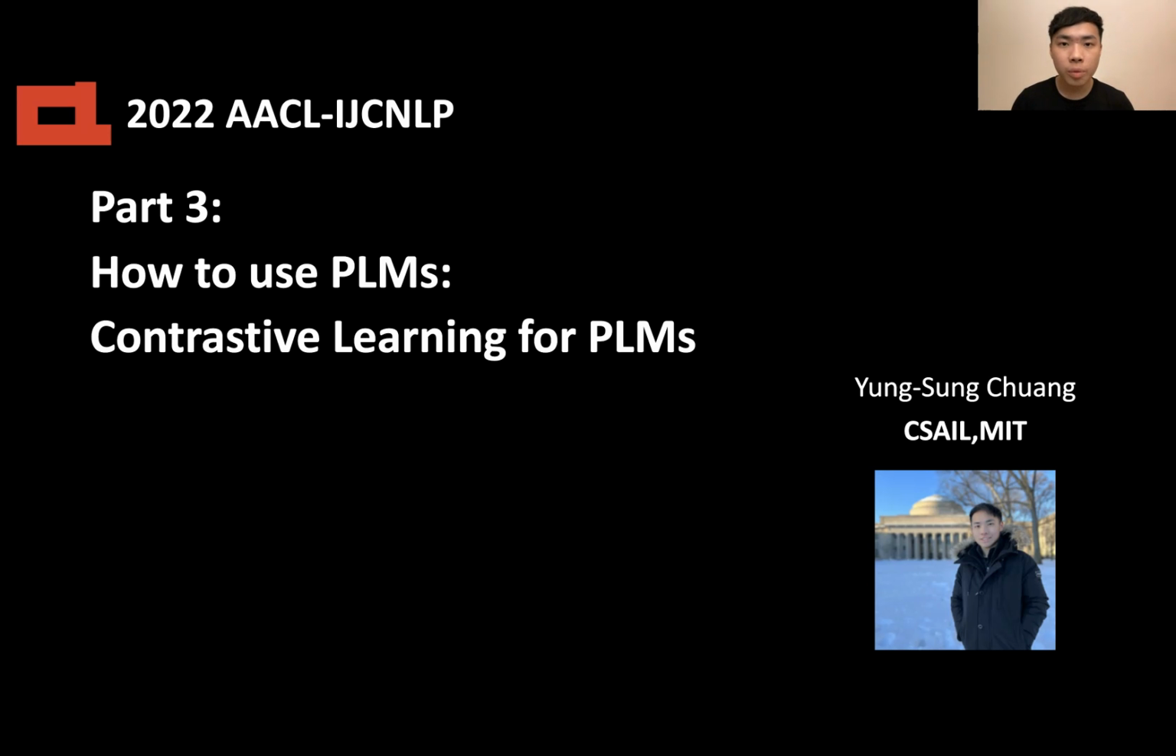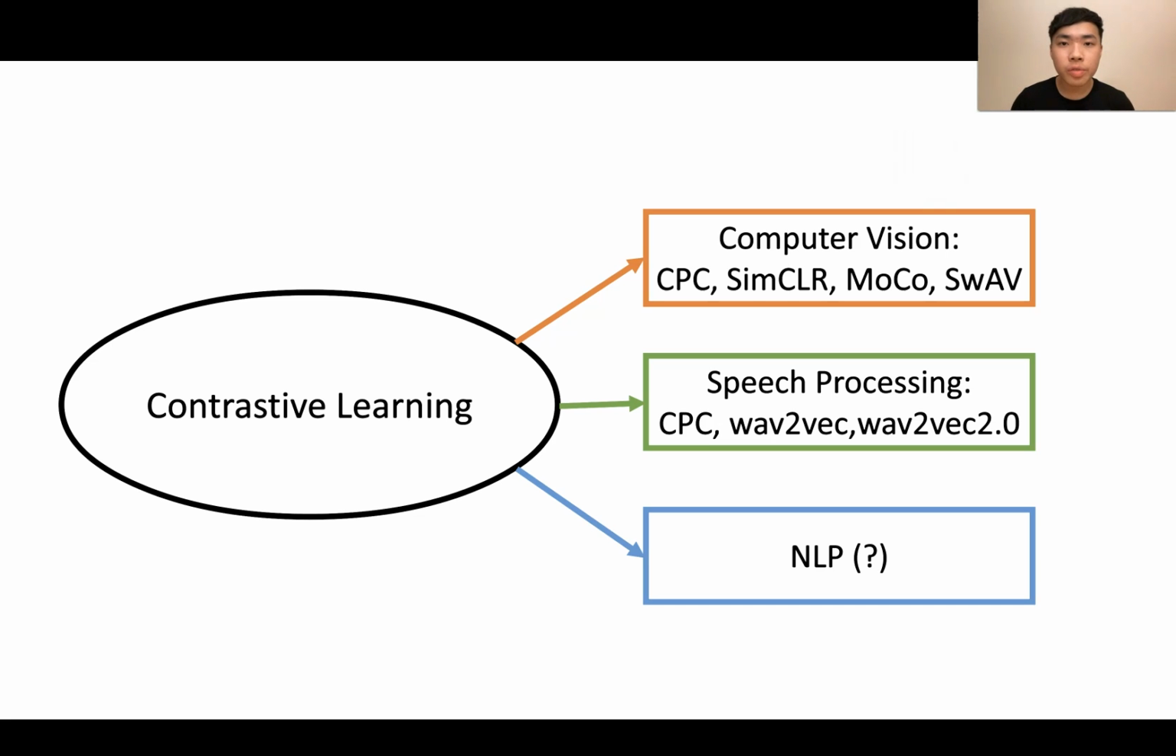Today I'm going to talk about some recent advances in contrastive learning for pre-trained language models. Contrastive learning has been widely applied in self-supervised learning for many domains, including computer vision and speech processing. The model pre-trained using contrastive learning has achieved state-of-the-art results in these domains. However, in NLP, contrastive learning is a recently emerging direction.